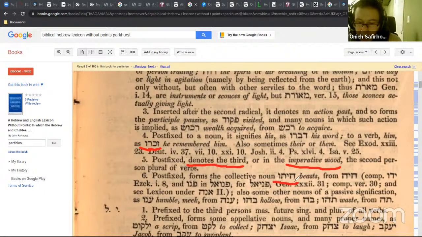So beast is haya or hayat, and wa at the end makes it a collective group of beasts. And they say the same thing for hollow, which is behu and tehu. In Genesis, it says it was void and waste. Tehu and behu.